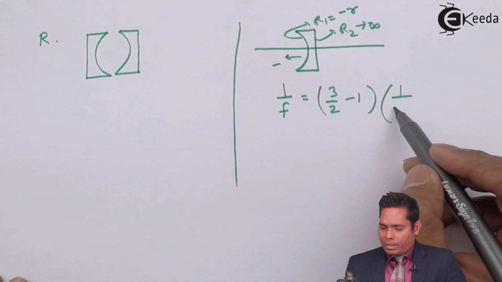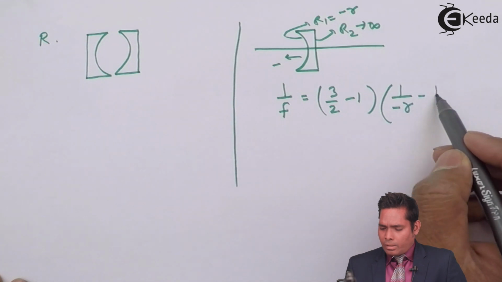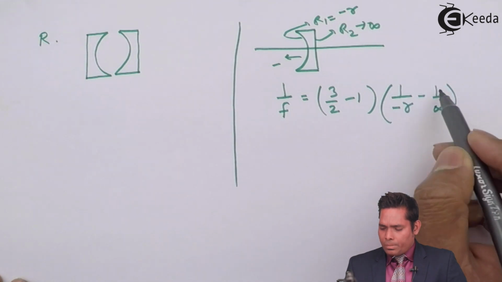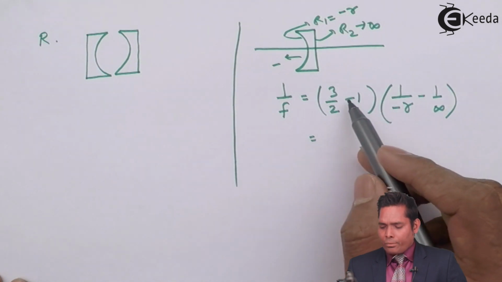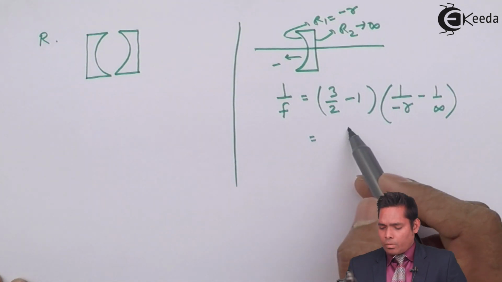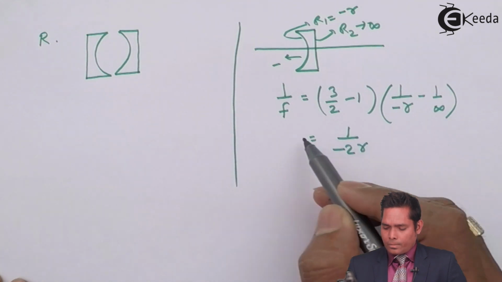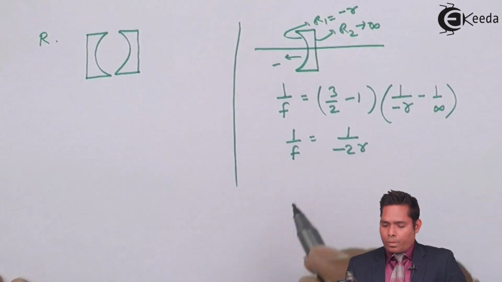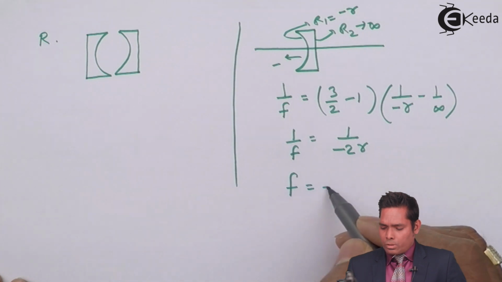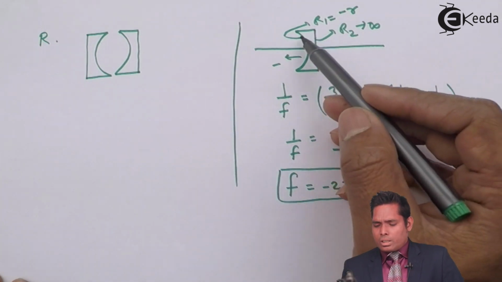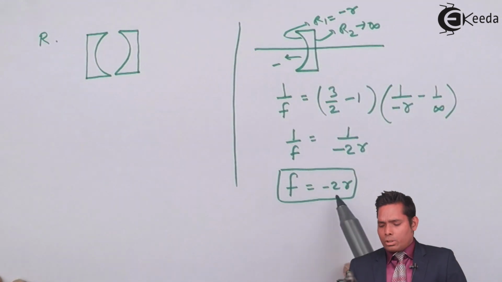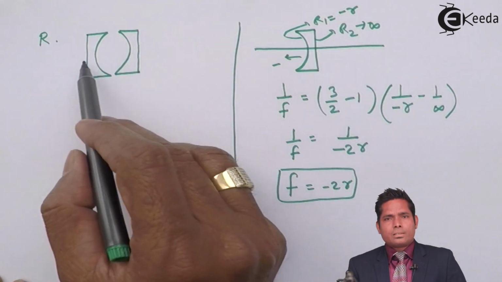So 1 upon r1 is minus 1 upon r, minus 1 upon infinity, this becomes 0. So it is minus, this is half, this is minus r, so 1 upon minus 2r. So from here I write f equals minus 2r. Each such lens has focal length equal to minus 2r, and we have two such lenses.